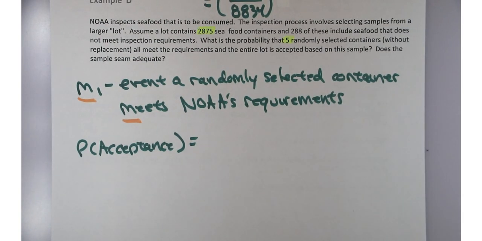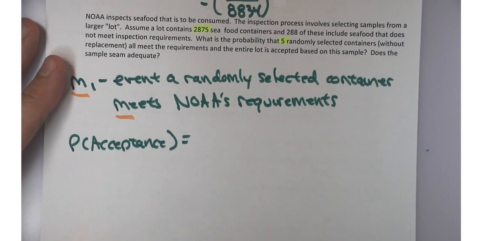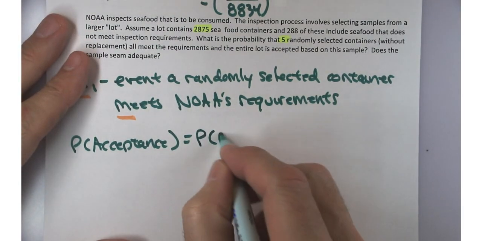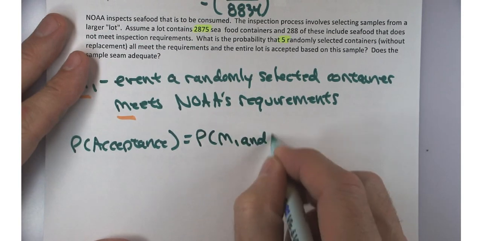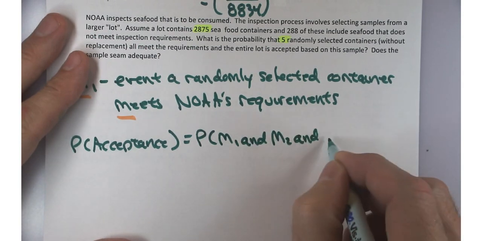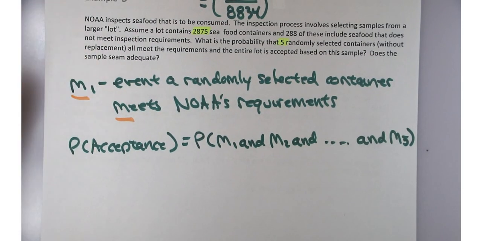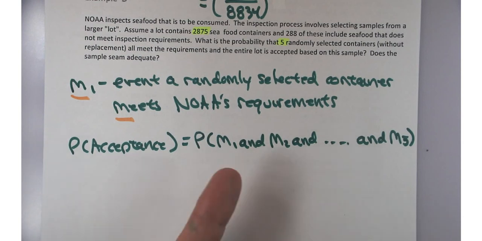Okay, so what does it mean that this batch gets accepted? What has to happen for it to get accepted with all those 5 samples? In words. The first one meets the requirements, and the second one meets the requirements, and the third, all the way down to the 5th. All right, great. Now we need to calculate this probability, except that could be a little bit tedious if we weren't clever. What clever thing can we do to help ourselves out?